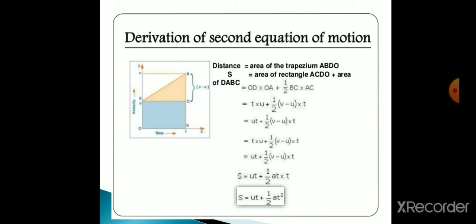Substituting the values of OD, OA, BC and AC, we get displacement s is equivalent to ut plus half at square. Here u is the initial velocity, t is the time taken and a is the acceleration of the particle.